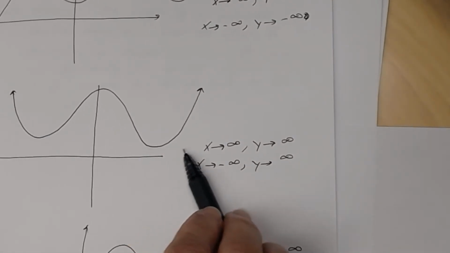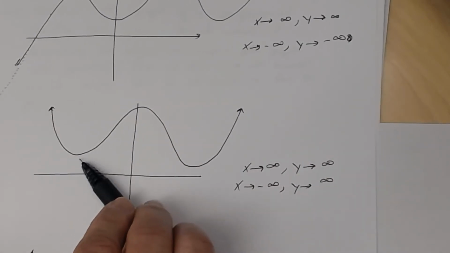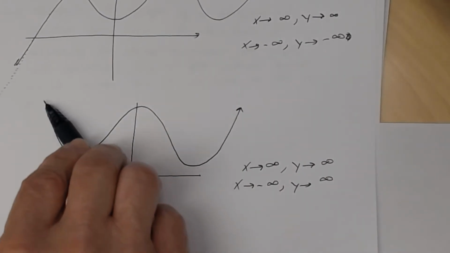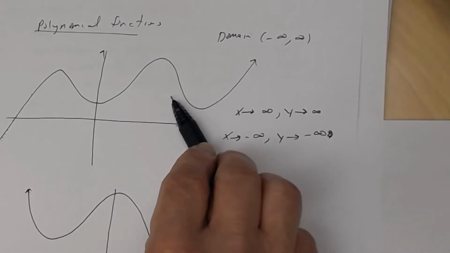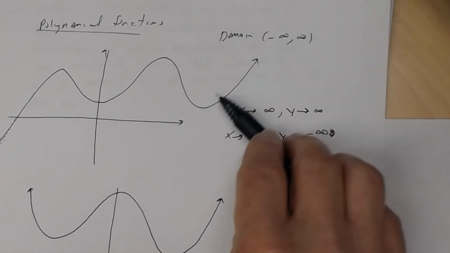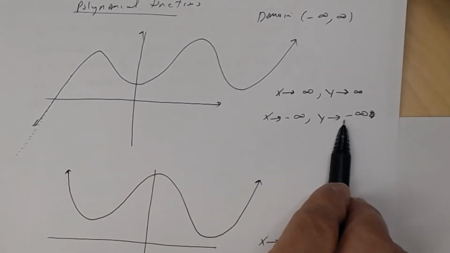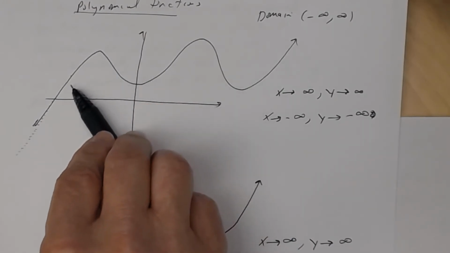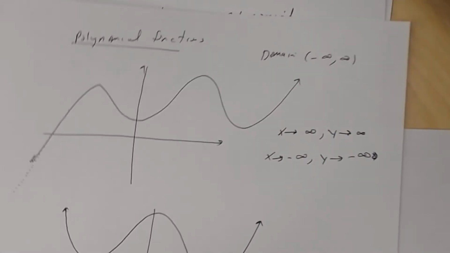As x goes to positive infinity, your graph rises. As x goes to negative infinity, your graph rises. As x goes to positive infinity, your graph rises; your y values increase. As x goes to negative infinity, notice this right here, your y values decrease forever.